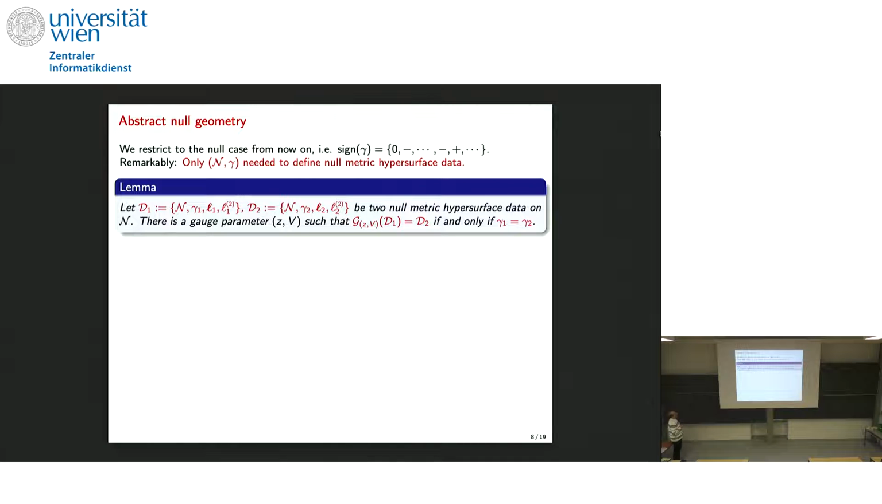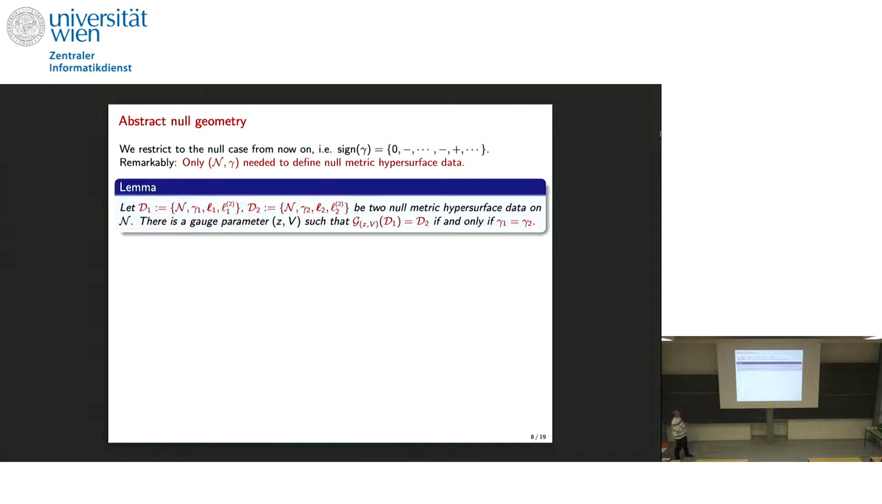Now it turns out, and this is remarkable, that in this case, a manifold endowed with a degenerate metric in this sense is everything one needs to define null metric hypersurface data. And the reason for that is the following result. If you give me two such null metric hypersurface data, they are always related by a gauge group element if and only if gamma 1 and gamma 2 are the same. So as soon as gamma is the same, whatever you add to the metric hypersurface data, you can relate to whatever you want. Any two things that you give me will be related to each other.